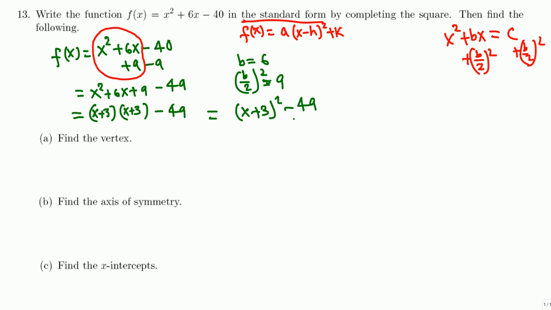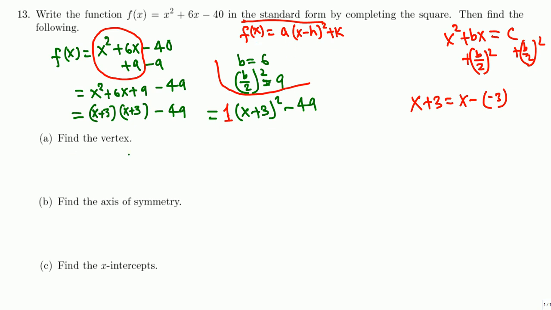So this is in the standard form. f(x) equals a. There is no a, that means we have 1. a(x plus 3) squared minus 49. So this is x minus negative 3, because we need x minus h. So x plus 3 is the same as x minus negative 3. This is (x minus negative 3) squared and plus k. This is plus negative 49. In any case, this is the standard form.